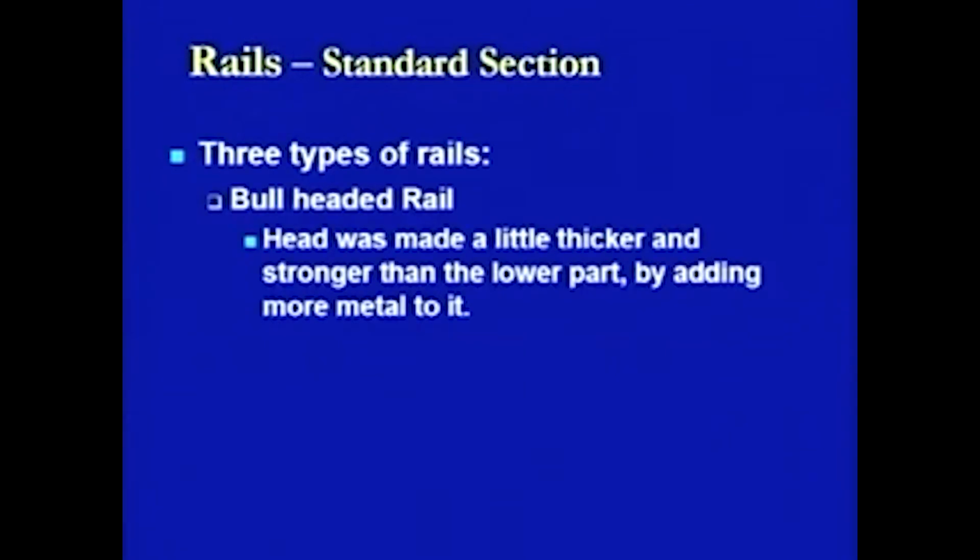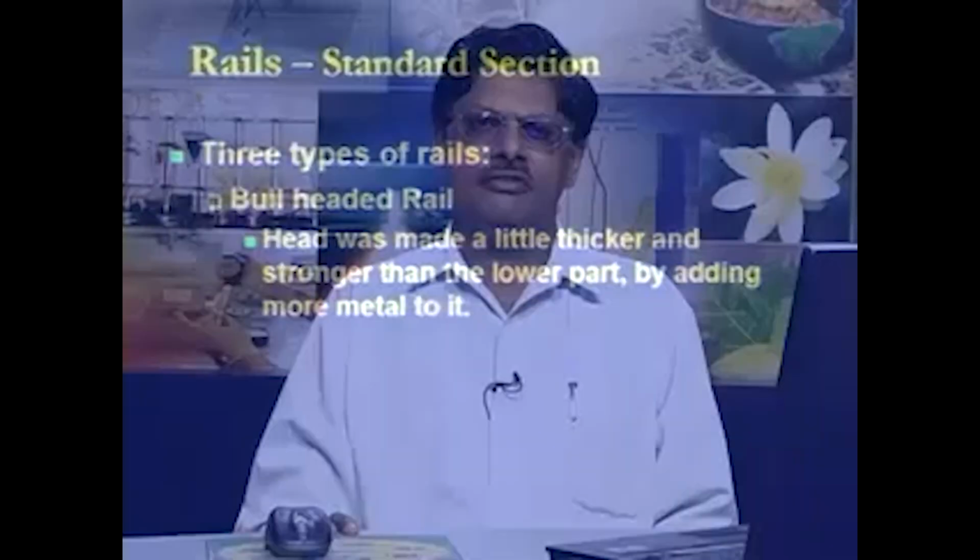Then another type of rail section which was used looking at these aspects was the bull headed rail. In the case of the bull headed rail, the head was made a little thicker and stronger as compared to the previous one, where both head and foot were of the same section. It means some more material is being added to the top of the head. The philosophy here was that even if there is some wear and tear in this case, it will remain as such and will remain in continuous use.